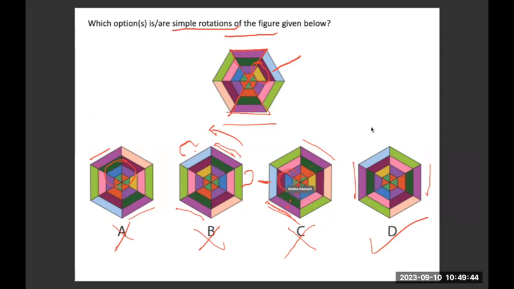This is wrong with C. Simple rotation means simply rotating the figure. It can be either clockwise or anti-clockwise. It's not specified, it just says simple rotation. So Riya, it can be clockwise also, it can be anti-clockwise also. Any doubts, any questions in this?